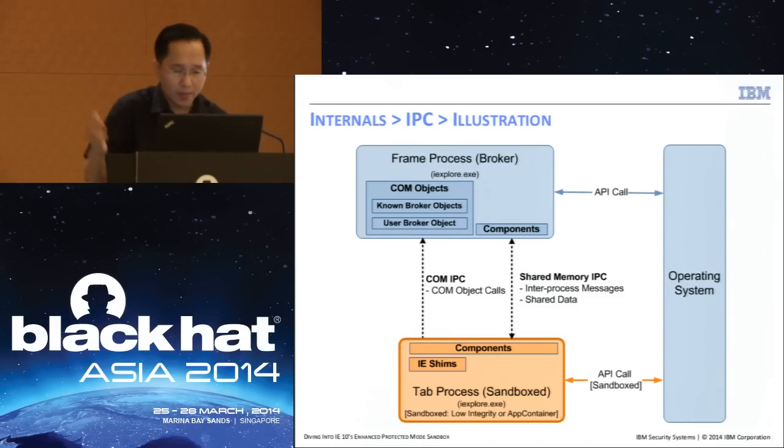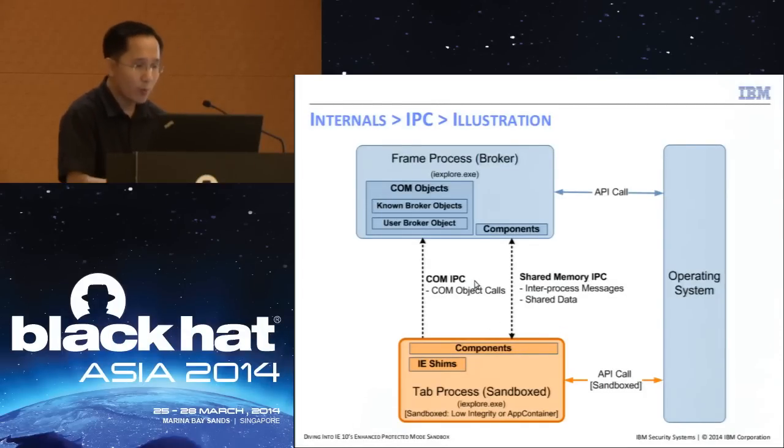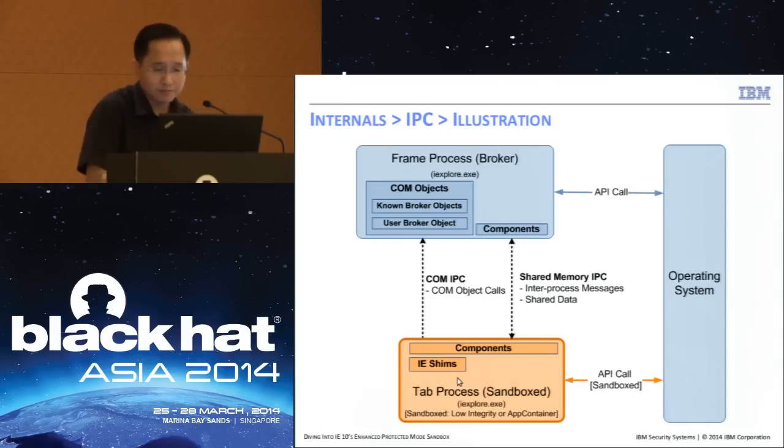So the first IPC mechanism, as I discussed, is the shared memory IPC. It is used by components in the broker and the sandbox process for exchanging inter-process messages and for sharing data. The COM IPC mechanism, on the other hand, is bootstrapped by the broker by first marshalling an interface of this user broker object. The marshalled interface is then transferred to the sandbox via the shared memory IPC, and then it will be unmarshalled in the sandbox process. Once it is unmarshalled, IE shims and components in the sandbox process can then use it to invoke the services exposed by COM objects in the broker.